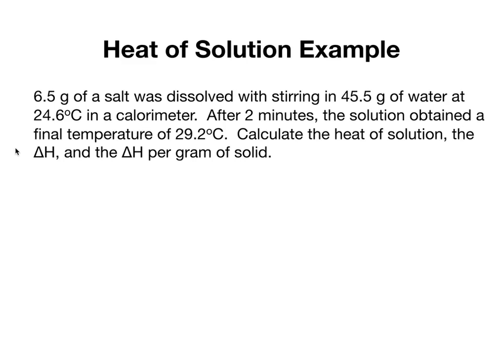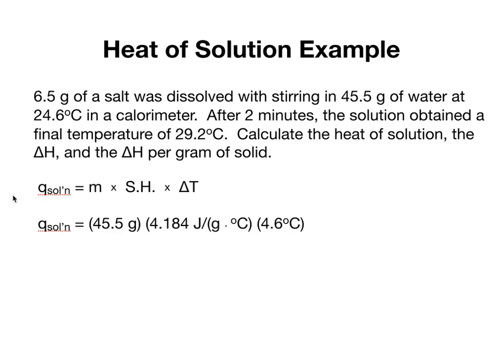Well, we're going to utilize a familiar equation here. The heat is equal to the mass times specific heat times change in temperature. So we're going to calculate the heat of solution. We have 45.5 grams of water. The specific heat of water is 4.184 joules per gram per degree Celsius. The temperature change of the water is going to be positive. We take the final temperature, subtract the initial temperature, and we get the temperature change.